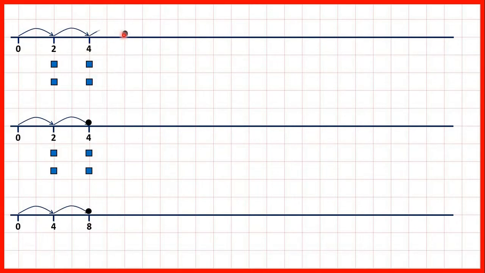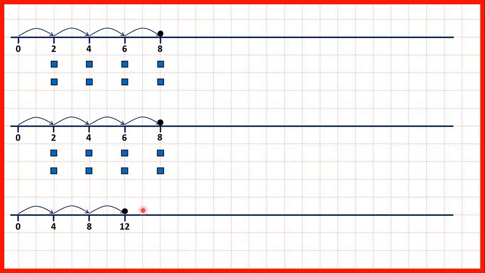Now, 3 times 2 is 6, and if we show that twice, then we've shown 3 times 4, because 3 times 2 is 6, but if we show 6 counters twice, we've shown 12 counters altogether. Then 4 times 2 is 8, and 4 times 4 is 16. 5 times 2 is 10, and 5 times 4 is 20.